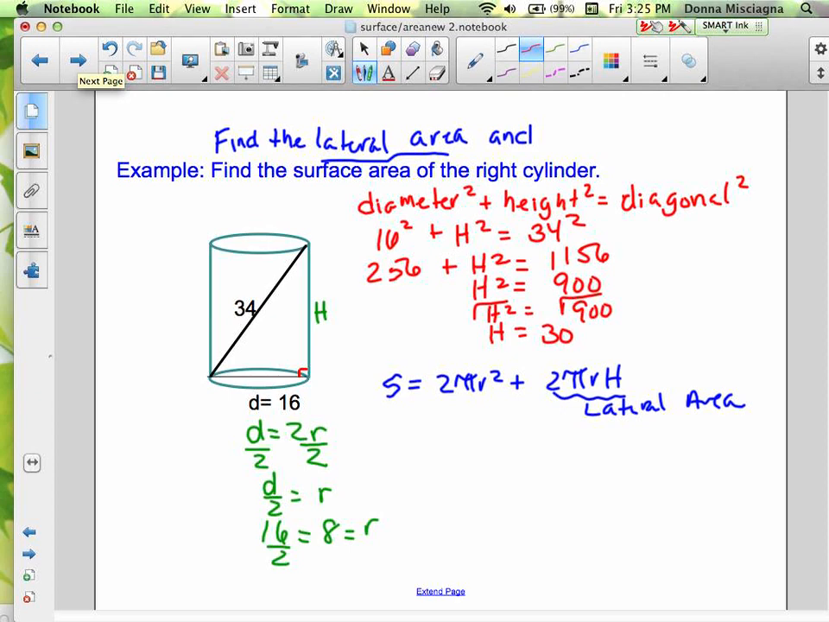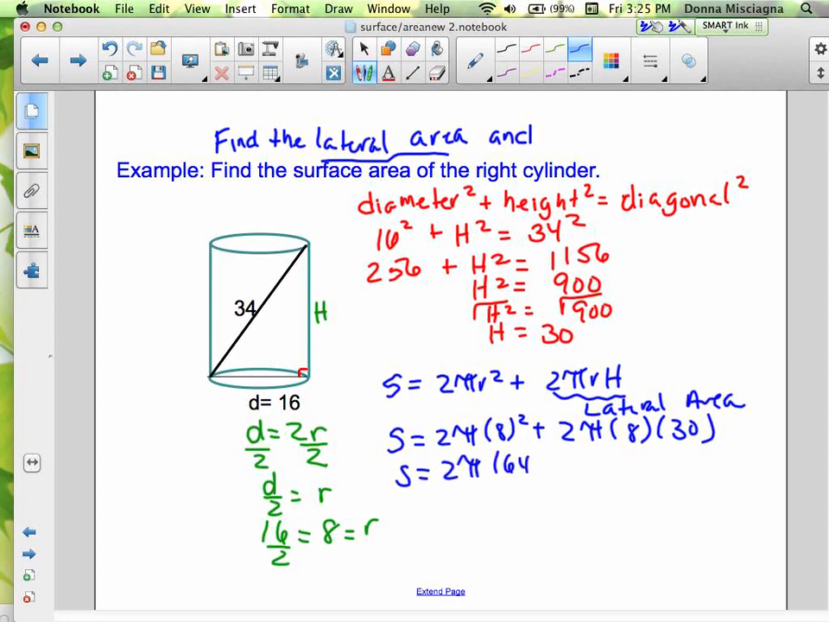Now we have everything we need. We can just find the surface area, and the lateral area. So S is equal to 2 times pi times 8 squared plus 2 times pi times 8 times 30. All right, so let's square first. 2 times pi times 64 plus 2 times pi times 8 times 30.